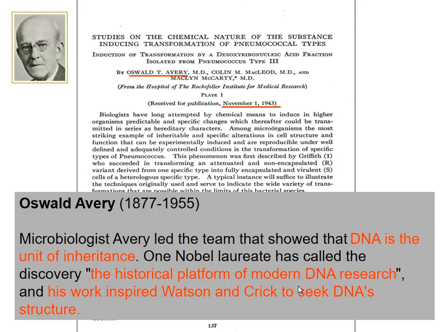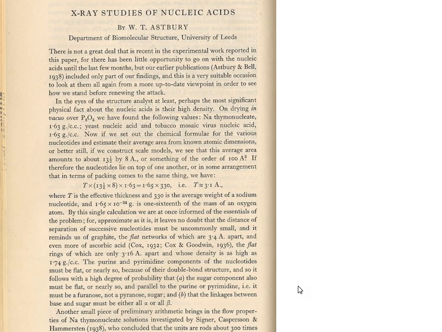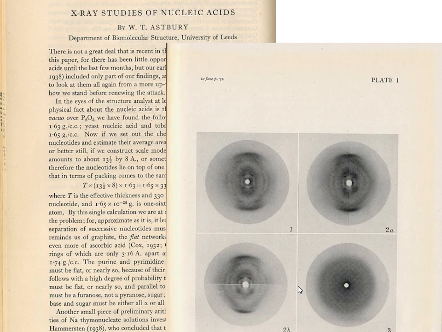Okay, as I told you, the first came from the transforming element. From the transforming element, this is the paper, this is the historical platform on our DNA. That means it is the DNA. So, immediately after that, okay, this is another scientist, Astbury, he did the studies of nucleic acid. And very interestingly, at the time, he took the crystal structure of DNA, it is very similar.